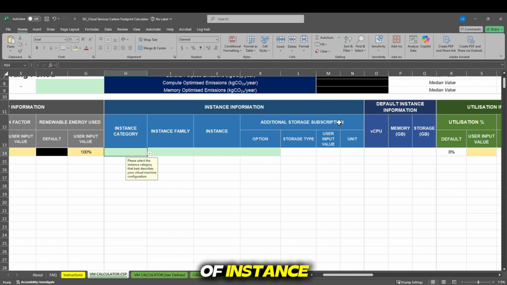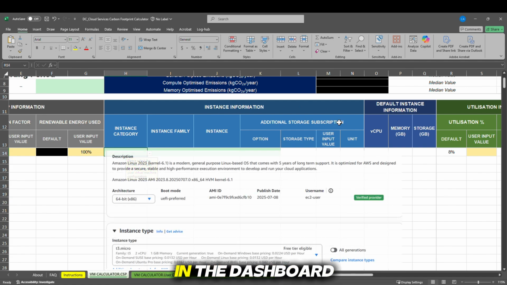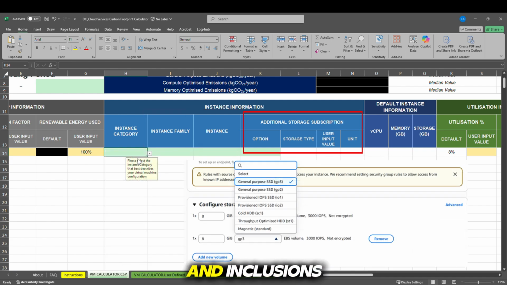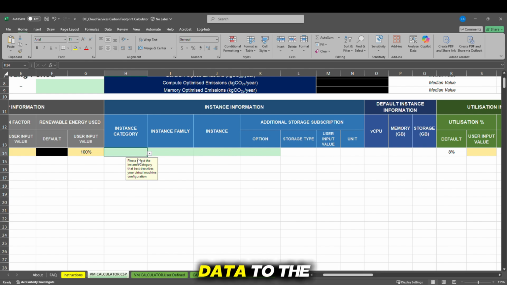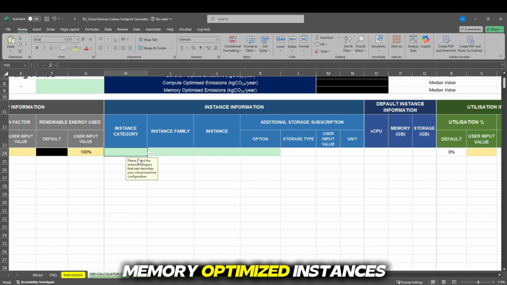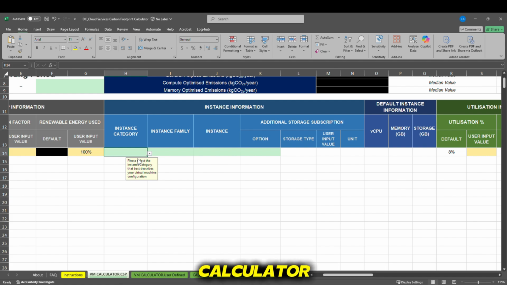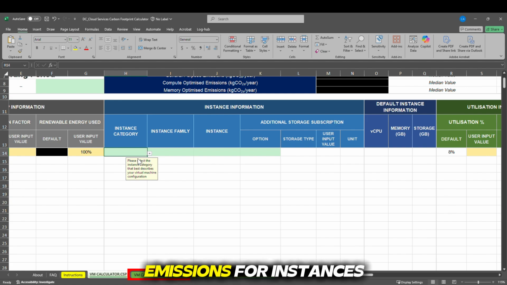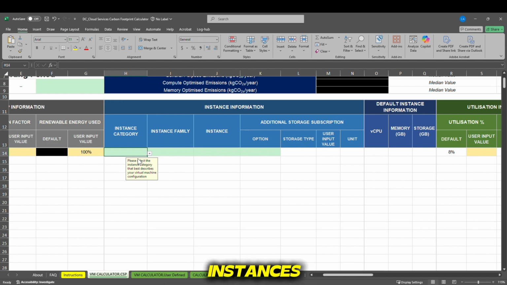Upon the creation of an instance, various instance information will be provided in the dashboard. This includes the instance category, instance family, instance model, and additional storage options and inclusions. Match the corresponding data to the respective columns to specify the instance information. Do note that we are only considering general purpose, compute optimized, and memory optimized instances for the CSP calculator. Only the user-defined calculator has the option to use the average of the 3 instances to generate emissions for instances outside these three instances.